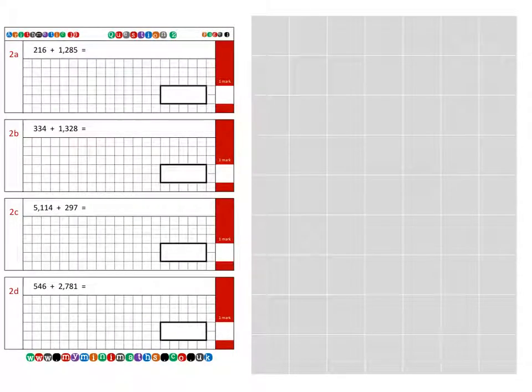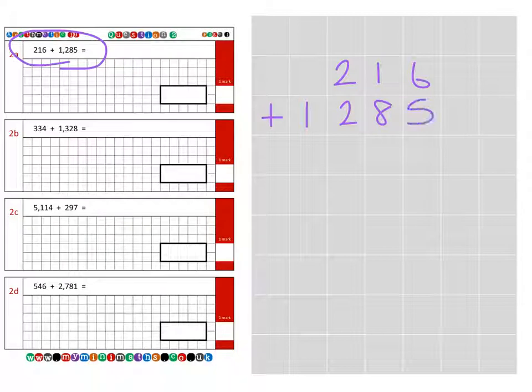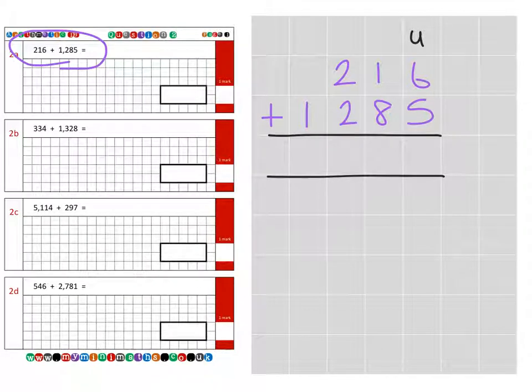And today we're going to be looking at the Arithmetic 16 question 2 practice question, which is adding whole numbers with a different number of digits. And first of all, we're going to look at question 2a, which is 216, and we're going to add that to 1285.